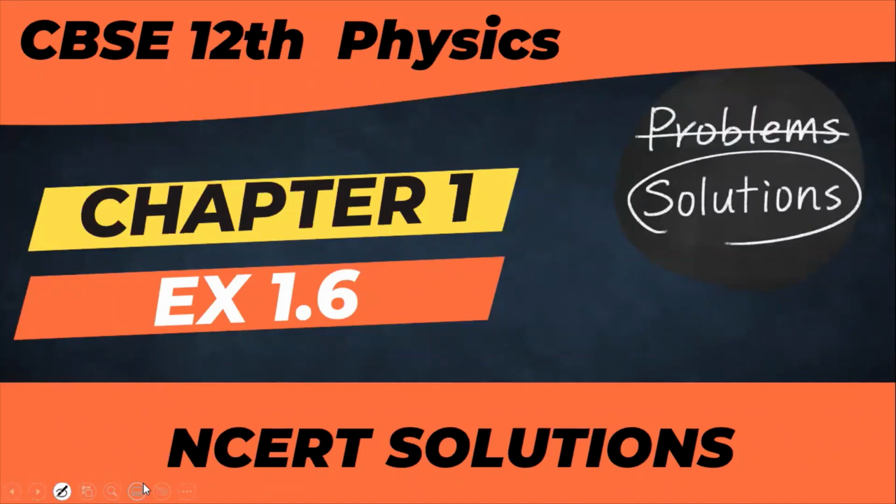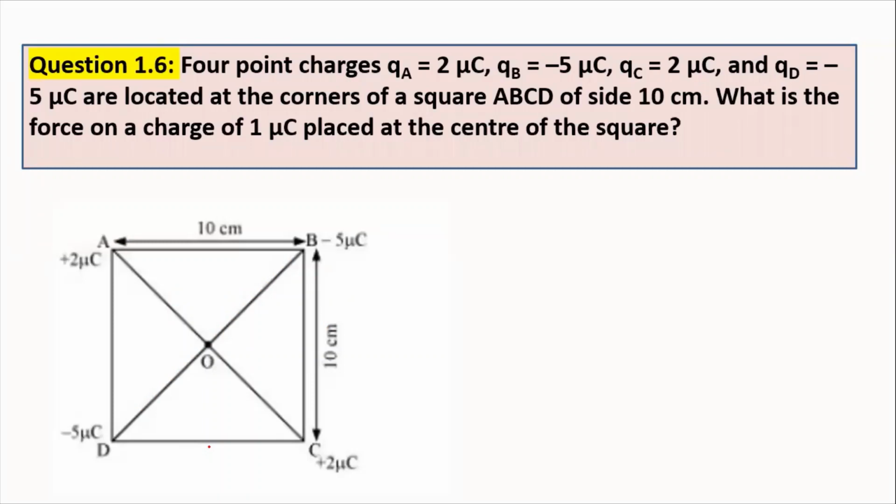Hello children, today we are going to see the solution of the sixth question from the NCERT numericals of chapter 1. So the question goes this way: 4 point charges QA, QB, QC and QD are located at the corners of a square ABCD of side 10 centimeter. What is the force on a charge 1 microcoulomb that is placed at the center of the square?